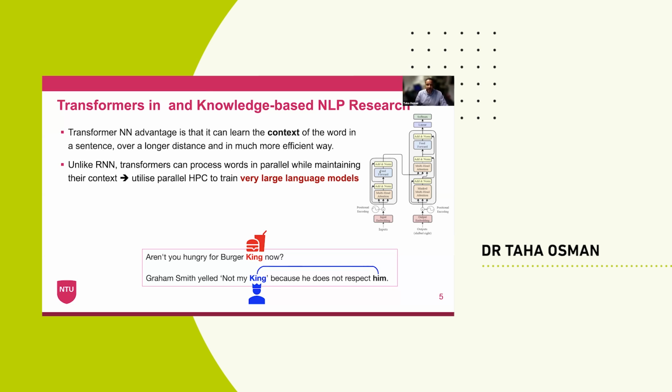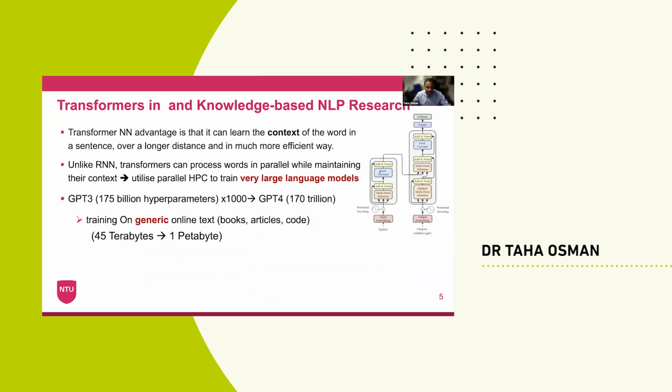So the fact that they can process words in parallel rather than sequentially means that you can assign chunks, if you like, of the sentence to analyze the context to different processors, and therefore parallel processing can be used in mass in order to train these language classifiers on very large language models. And this is where the term large language model came from.